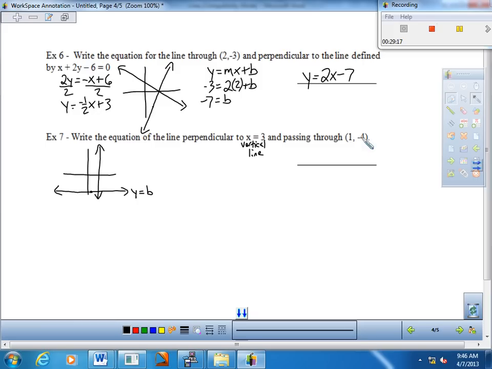And what do we know about all the y values if it goes through that point? Well, if this y value is -4, then they all are. And so y equals -4. Wonderful. All right, that was quick. I like that one.